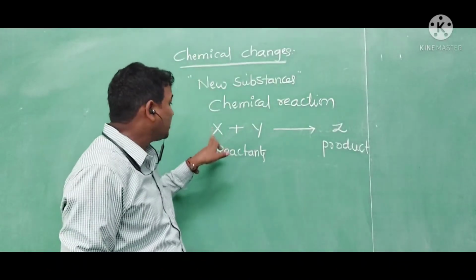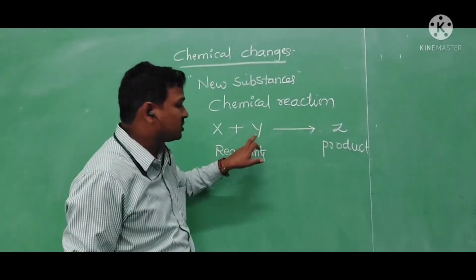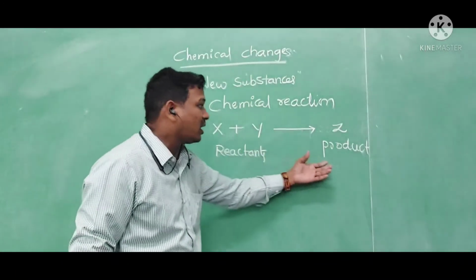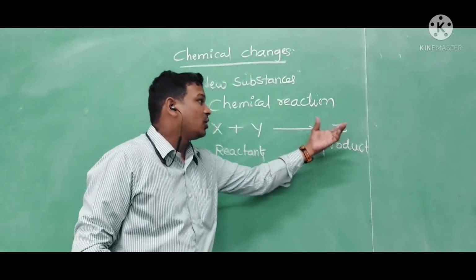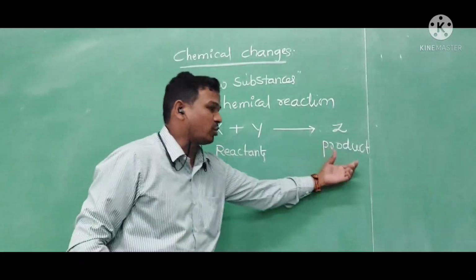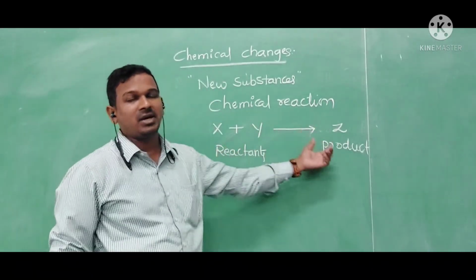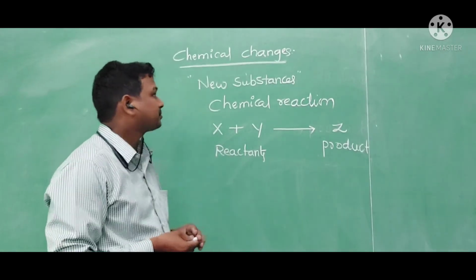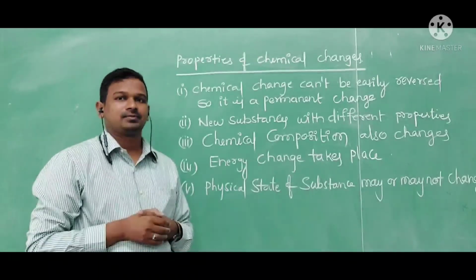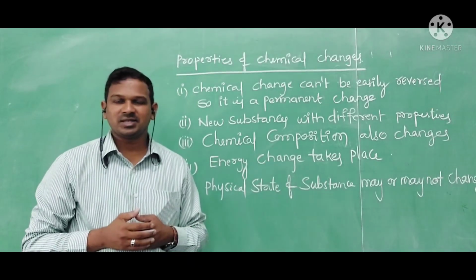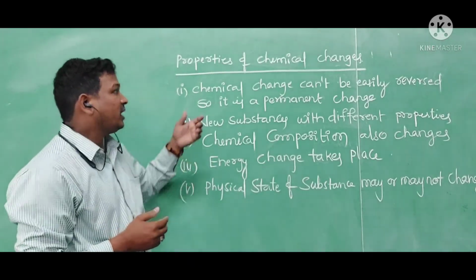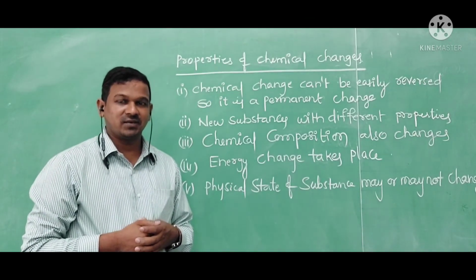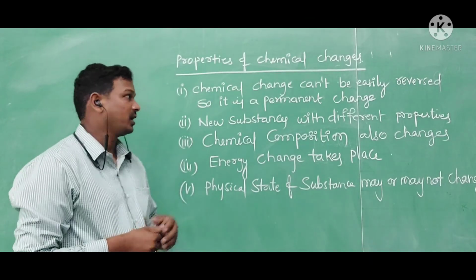This product will not show the properties of the reactants. Here what is happening? Reactants are losing their original properties by combining together. So we will not get the old substances from the products. So it is a permanent change, like burning of a paper. Right? So we discussed the chemical changes. Now we need to know the properties of the chemical changes.